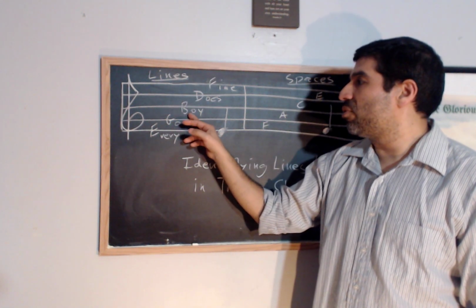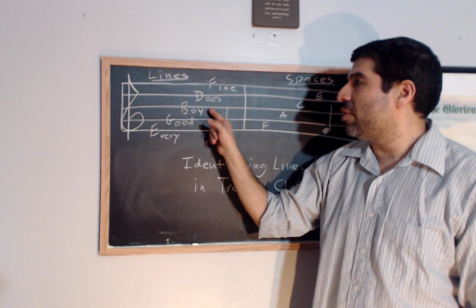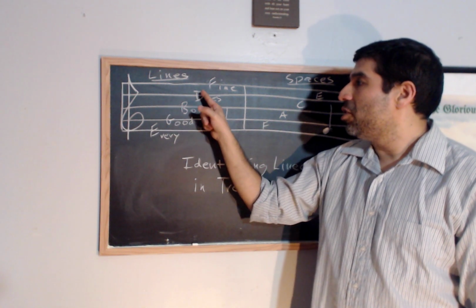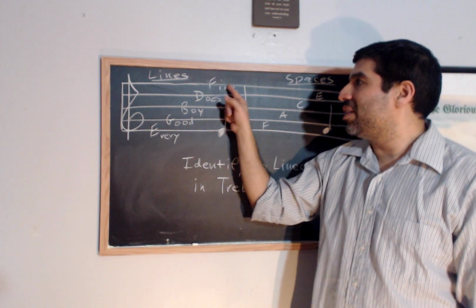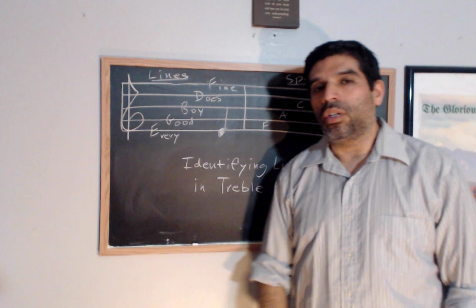Your B stands for boy. We're on the third line right now. We're going up to the fourth line. Your D stands for does, and your F stands for fine at the very top line. That is your F.